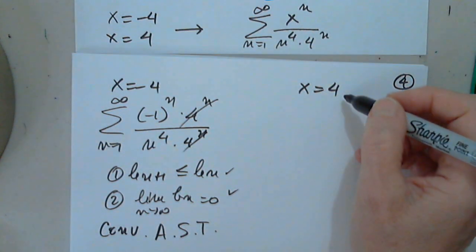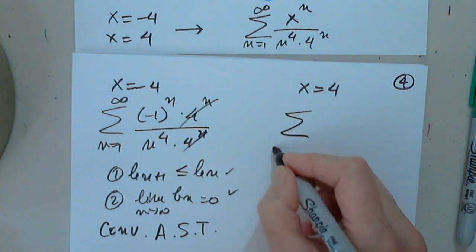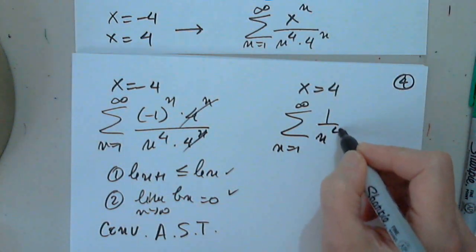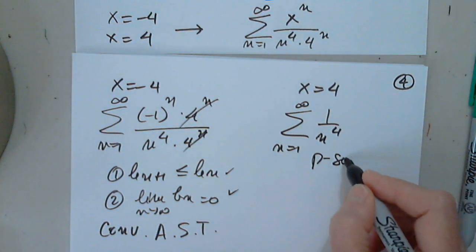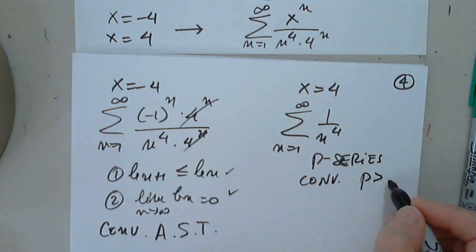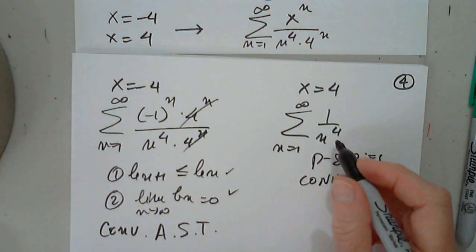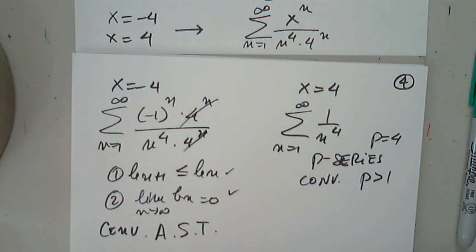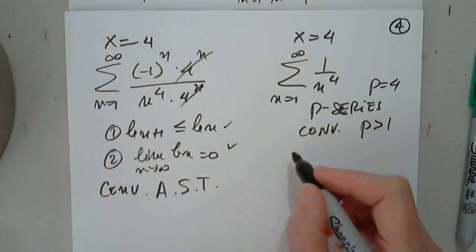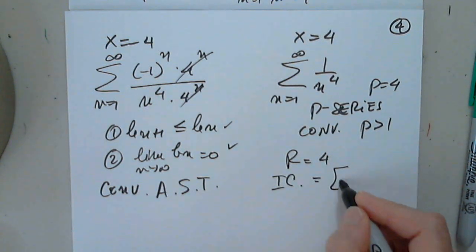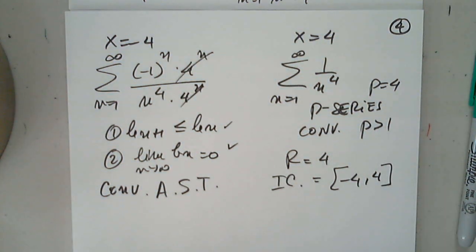Now let's see if we include x equals 4. n equals 1 to infinity, 4 to the n over 4 to the n. This will be 1 over n to the 4th, which we know is a p-series. Convergent, because p is greater than 1. p is 4 here. So then I'll go back and confidently include the other endpoint of the interval. So therefore, the radius of convergence is 4, and the interval of convergence is -4 to 4. Okay, moving on.